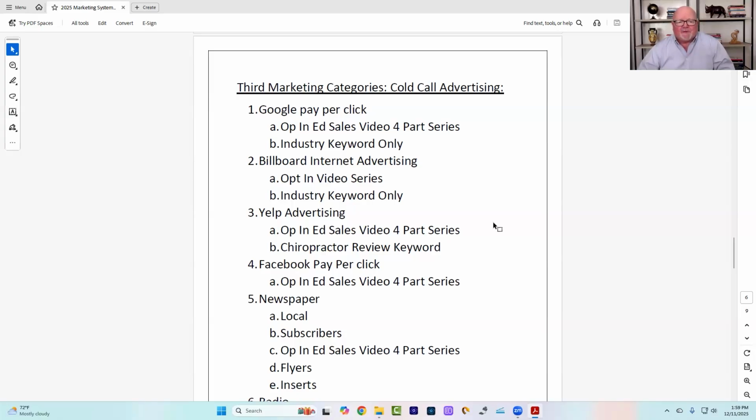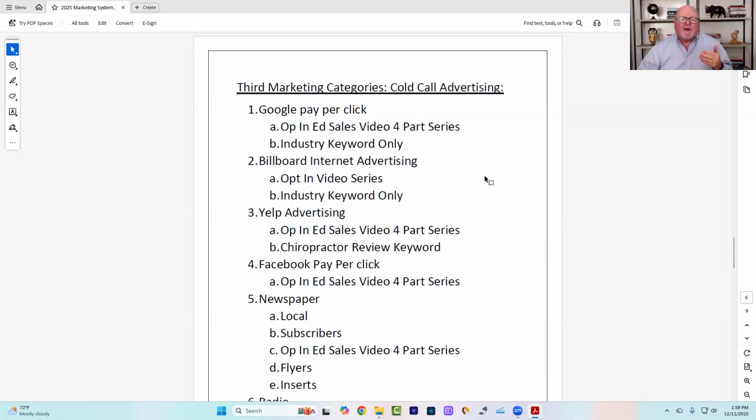Okay, so there's Google pay-per-click. So we go into that, the importance of an opt-in and the educational sales series. But remember, there are definitely two things you should be doing on the internet besides paying. The stuff we should be doing before we pay: Google condition videos, insurance videos. We didn't have to pay for that.